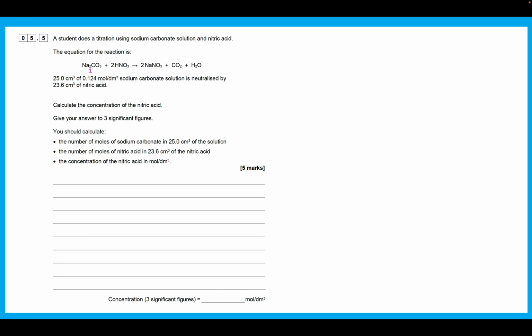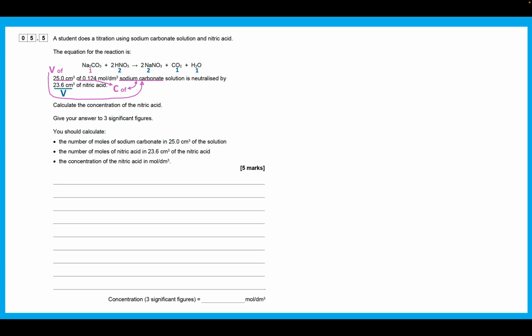We can use the mole ratio concept in our problem. The chemical reaction given is already balanced, so we can identify the moles of each substance. We have 1 mole of sodium carbonate, 2 moles of nitric acid, 2 moles of sodium nitrate, 1 mole of carbon dioxide, and 1 mole of water. We can also annotate the volume of 25 centimeters cubed with V, the concentration of sodium carbonate with C, and the volume of nitric acid with V.